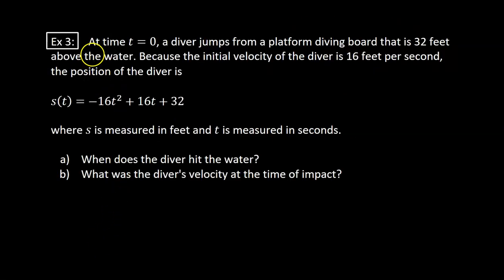Example 3. At time t equals 0, a diver jumps from a platform diving board that is 32 feet above the water. Because the initial velocity of the diver is 16 feet per second, the position of the diver is s of t equals negative 16t squared plus 16t plus 32, where s is measured in feet and t is measured in seconds. So, 2 questions. First of all, when does the diver hit the water? And second, what was the diver's velocity at the time of impact?